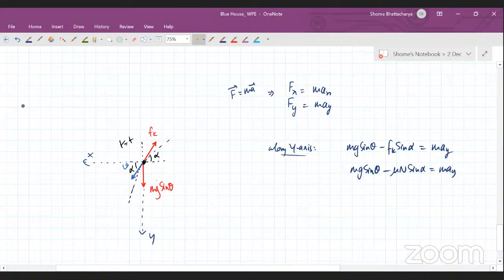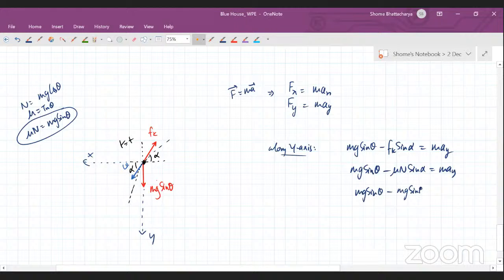Now we know from before that the normal reaction is mg cos theta and mu is tan theta. Therefore, mu N is equal to mg sine theta. So using that, this again becomes mg sine theta minus mg sine theta sine alpha. So see, we are again having that 1 minus sine alpha term. So from this, we are getting that the y component of acceleration is g sine theta into 1 minus sine alpha this time. There it was sine alpha minus 1, here it is 1 minus sine alpha.